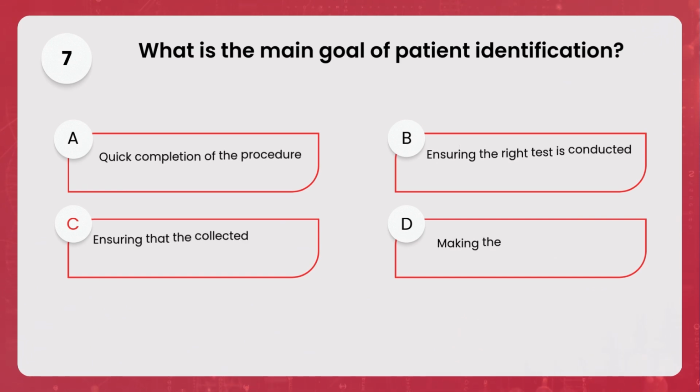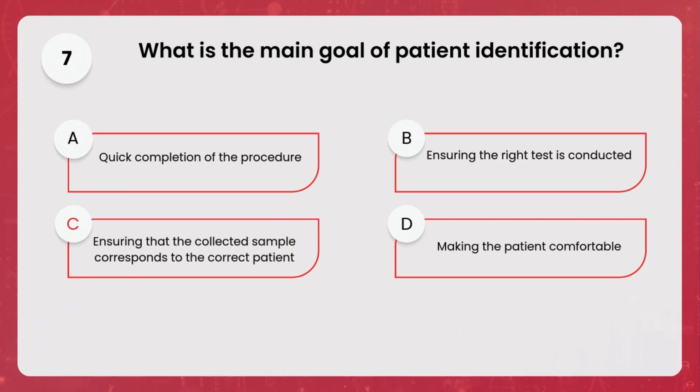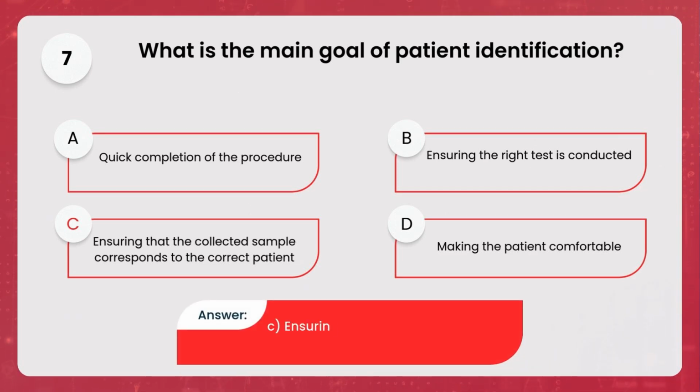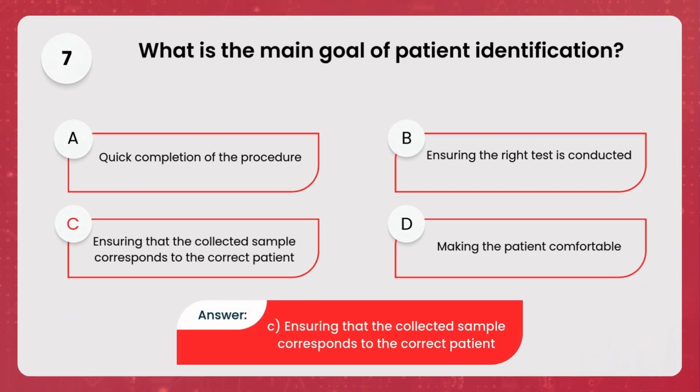Number 7. What is the main goal of patient identification? A. Quick completion of the procedure. B. Ensuring the right test is conducted. C. Ensuring that the collected sample corresponds to the correct patient. And D. Making the patient feel comfortable. The answer is C. Ensuring that the collected sample corresponds to the correct patient.